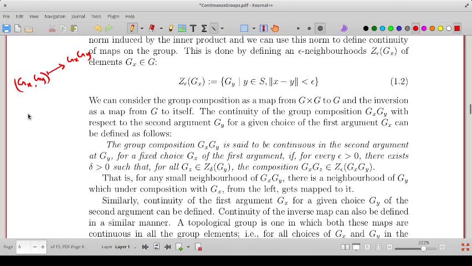So what we can do now is fix an element gy. So given an element gy of the group, this can be considered as a mapping from the first element gx to the product gx gy, having fixed gy to a particular element. Then the continuity of this map with respect to gx at that particular element gx is defined in the following way.